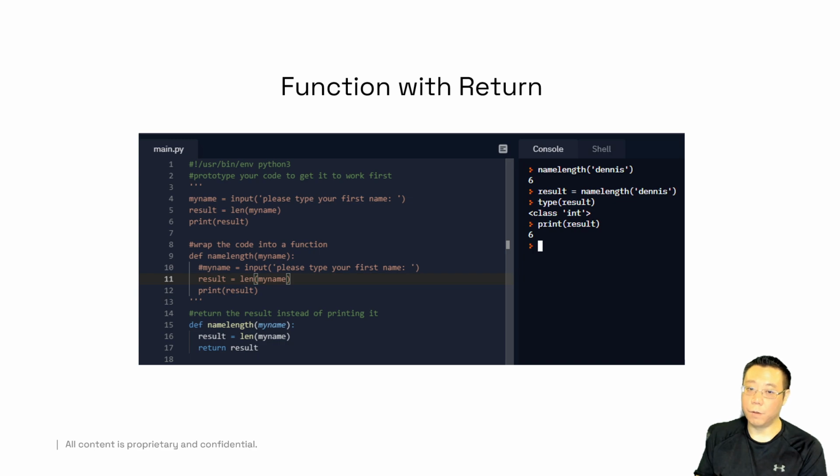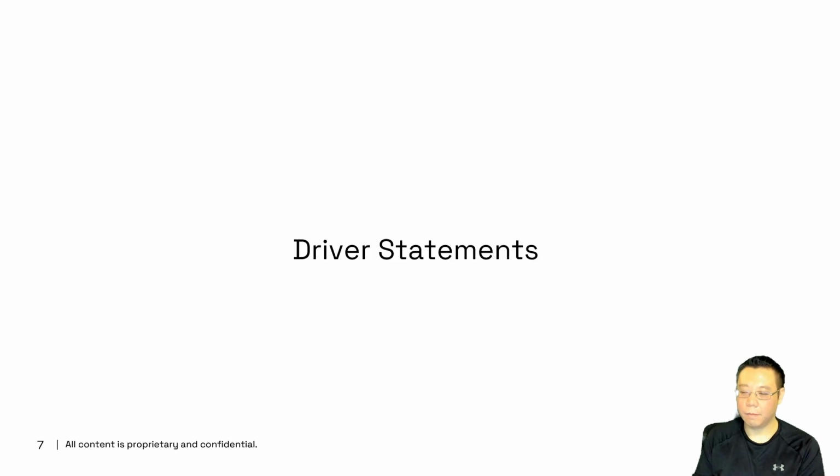Introducing functions with returns. Now, our old code is right here. Let's forget about that for a second. Now, here's our new code. I have the return keyword saying return my result of whatever the calculation is. And now, if I set my function of the name length Dennis again to the output of result, result should now be an integer of 6. That's all there is to it.